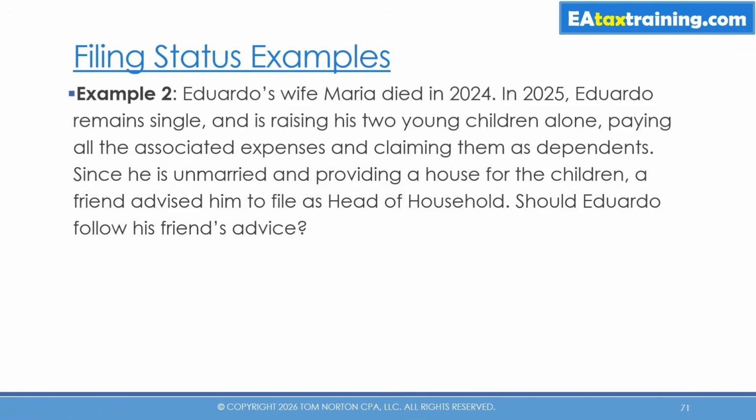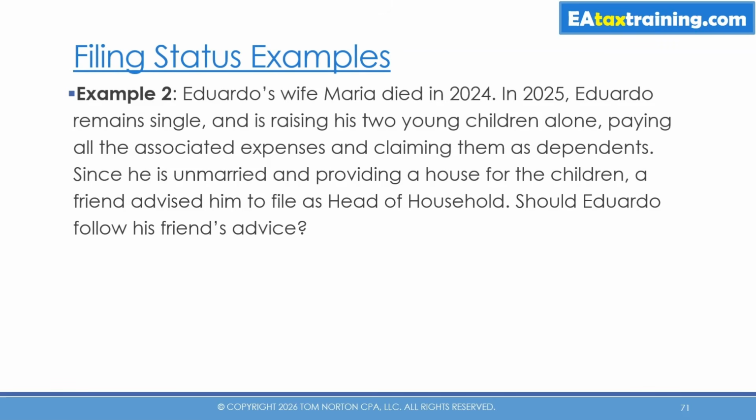Next example. Eduardo's wife, Maria, died in 2024. In 2025, Eduardo is still single and he is raising his two young children alone. He's paying all their expenses and claiming them as dependents. Since he's unmarried and providing a home for the children, a friend of his advised him to file as head of household. Should Eduardo follow his friend's advice?